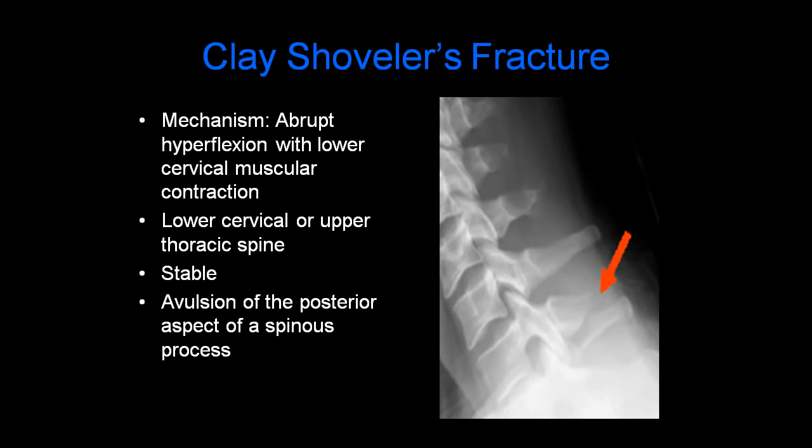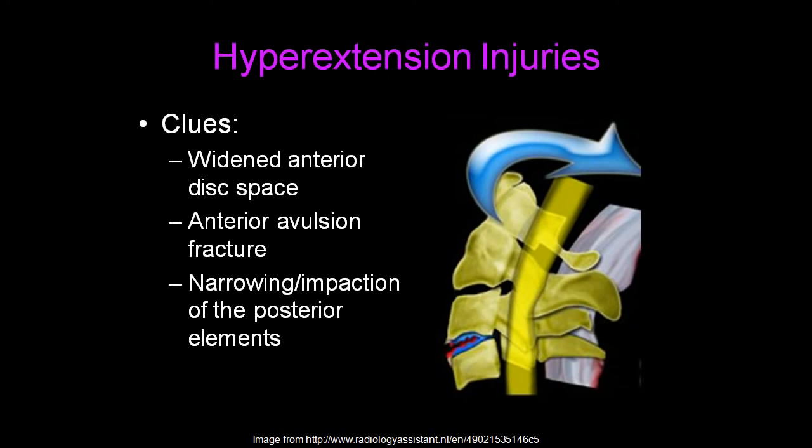A clay shoveler's fracture is a fracture of the posterior aspect of a spinous process. This is most commonly the C7 or T1 spinous process. The mechanism is abrupt hyperflexion with lower cervical muscular contraction. This is considered a stable injury. Now we'll move on to hyperextension injuries.